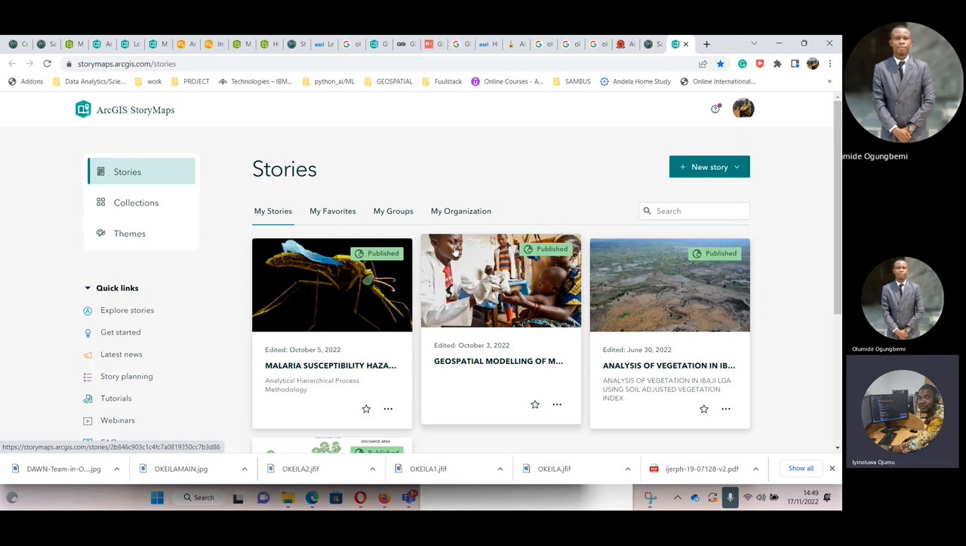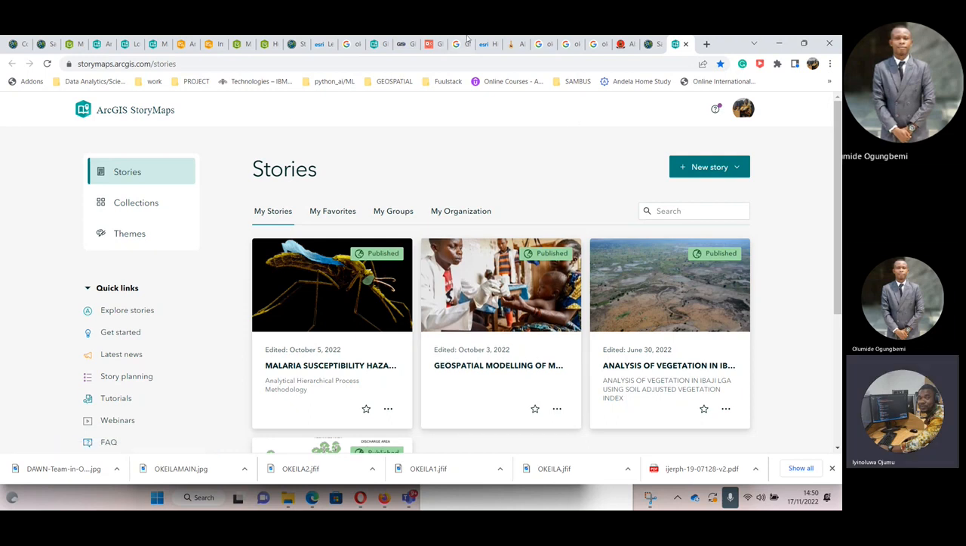StoryMaps is one of the GIS applications embedded in ArcGIS Online that enables users to create stories, combine narrative, combine media content, and sometimes even combine web maps. I know you are familiar with your paper maps, your topography sheet that you only use for your WAEC. But apart from that sheet, which is a type of static map, what we are doing here is what we call a web map. It's not static, it's not something like a paper map. It is dynamic. Everybody say dynamic map.